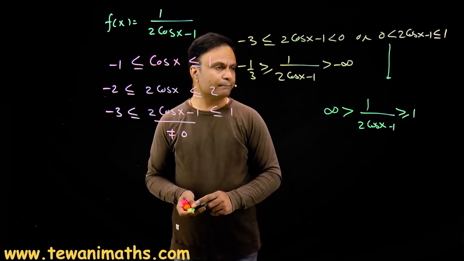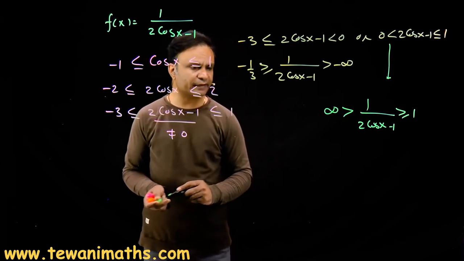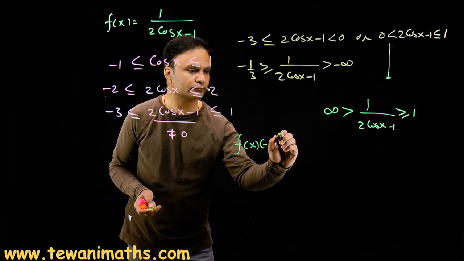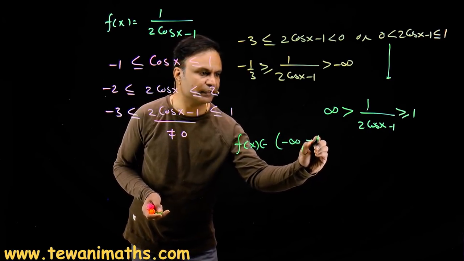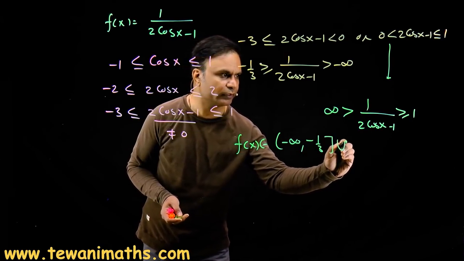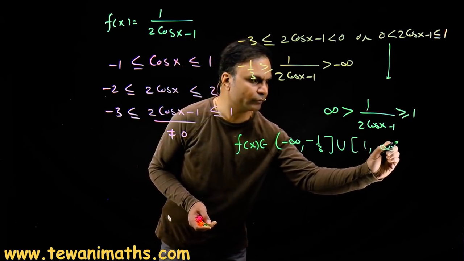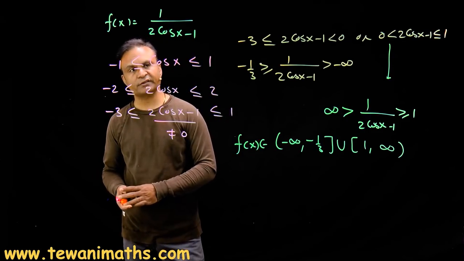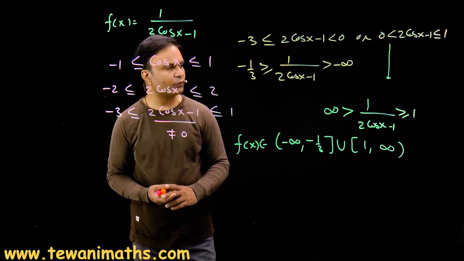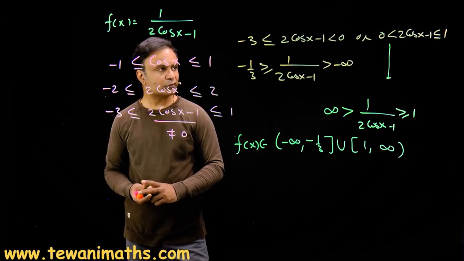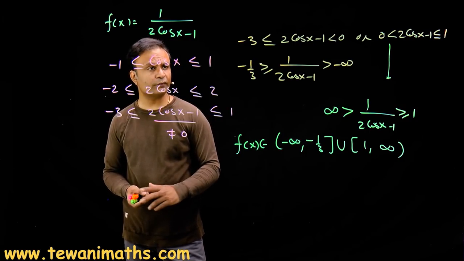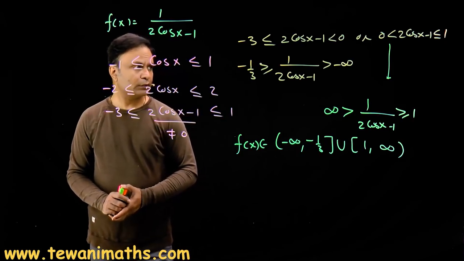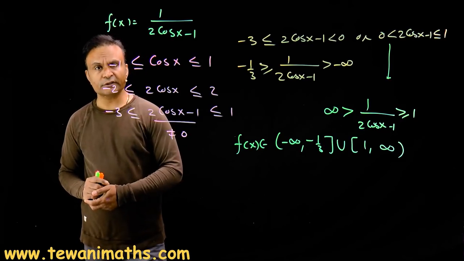So finally, we have the values of f(x) belongs to minus infinity to minus 1 upon 3 union 1 to infinity. So this is the range of function. The main concept in this question is that of finding the values of reciprocals when the values of some expression is given. Let's take one more question.